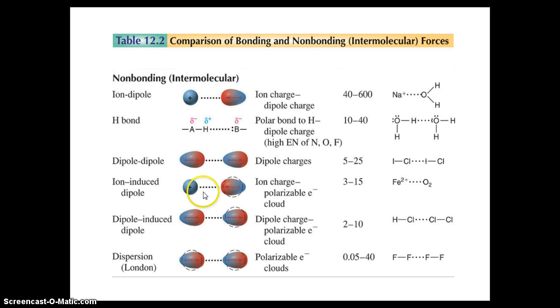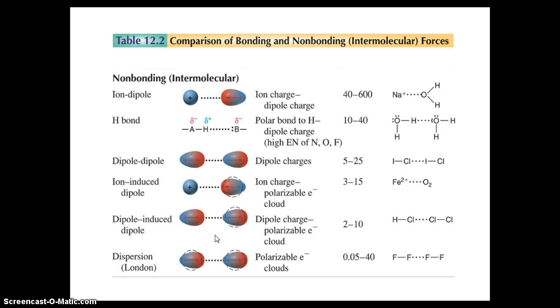So when it's near this ion, it's thinking, oh, hey, well, you're positive. I kind of want to be attracted to you, so it sloshes all of its electrons to this side, making it negative, and then all on this side is temporarily positive, so they are attracted to each other. Now this obviously won't be as strong because it can just slosh all of its electrons back and be nonpolar.